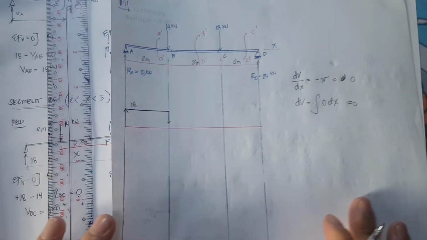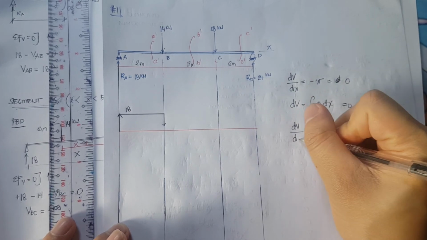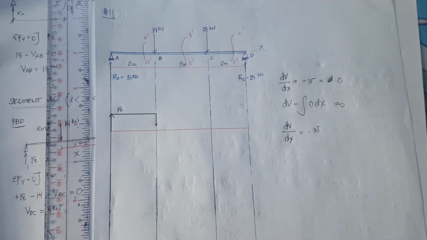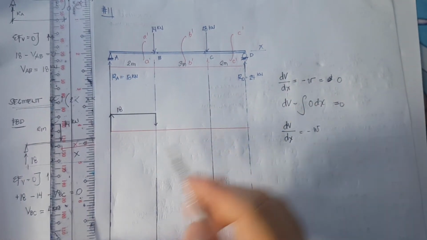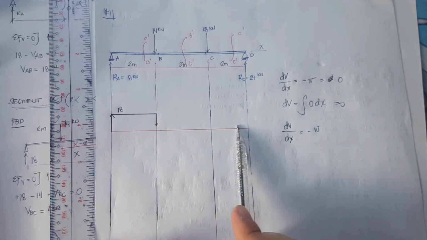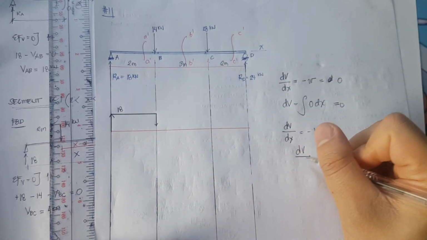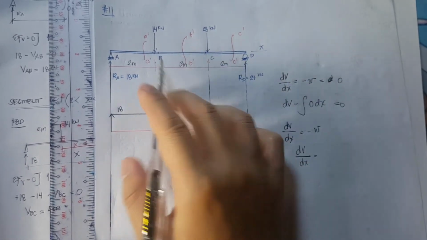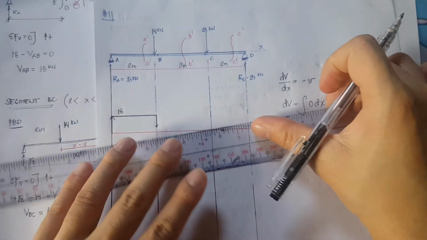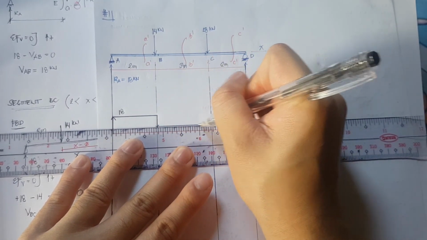Okay. Now, the change of the shear with respect to x is equivalent to negative W. Okay. But do we have a W between segment B to C? We don't have. Therefore, the slope from segment B to C is equivalent to 0. So that is still a straight line. Okay, so that is a straight line.